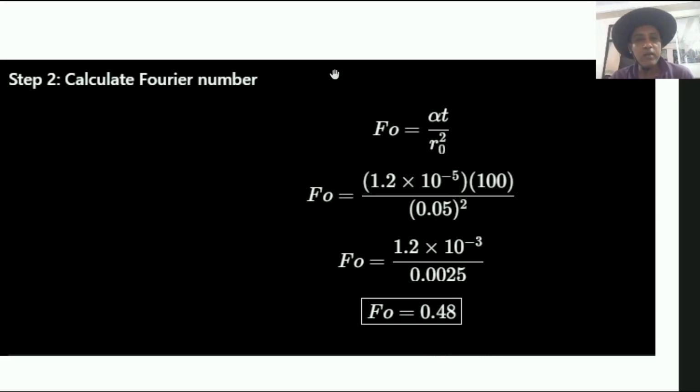Now, what is the Fourier number? The Fourier number is alpha t by r naught square. Alpha is given in the question, that is the thermal diffusivity, 1.2 times 10 to the minus 5. And t is time; we want the temperature of the center of the sphere after 100 seconds, so t is 100 seconds. And r naught is the radius. Keeping all the values, the Fourier number is coming out to be 0.48.